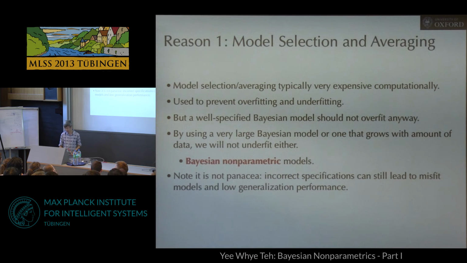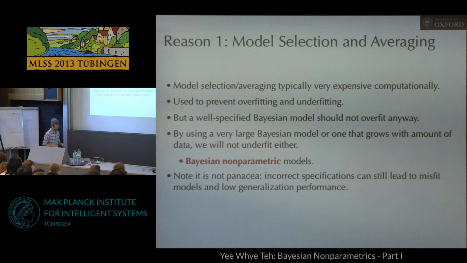So I'd like to say a few words, I guess spend a few slides talking about the various reasons that you might want to take a Bayesian nonparametric approach. Okay. So the first reason, and actually this is the first reason that people thought about in machine learning when they first encountered Bayesian nonparametrics, is this issue of model selection.